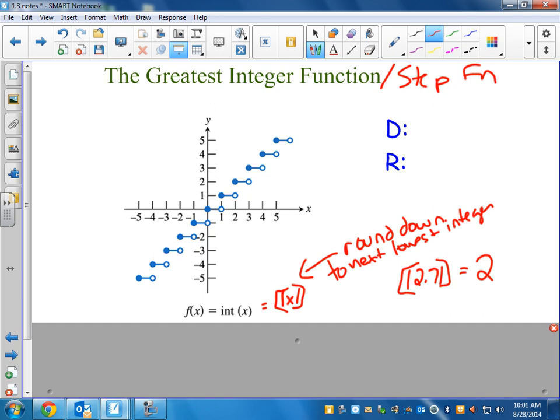So the domain of this, do you agree I can plug anything I want in for x? So the domain is all real numbers. But the range is not all real numbers because there are these big gaps in this, right? What are the only y values I get out of this? Integers. So we can't really write this range in interval notation. We have to say the range is any y value where y is an integer. The fancy way to say that is y is an element of the integers. That's super fancy. But you can just say y is an integer.